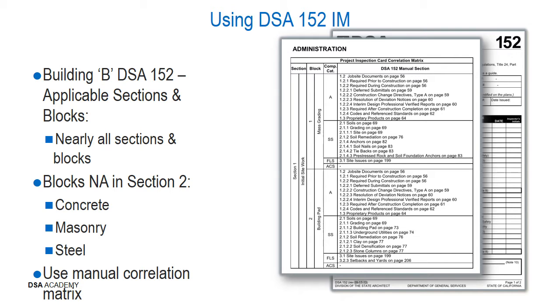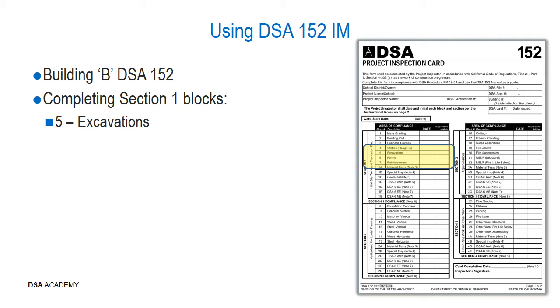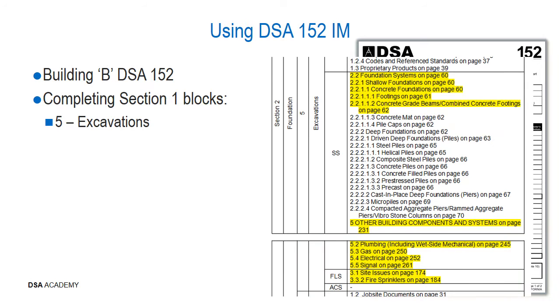Let's go on ahead and do a little bit more digging and more depth. So on building B, if I want to go on ahead and take a look at this in more detail, again, completing section 1 blocks. So let's take a look at, for the case of looking at excavations for the building itself, you'll see some of the highlighted sections within the correlation matrix here.